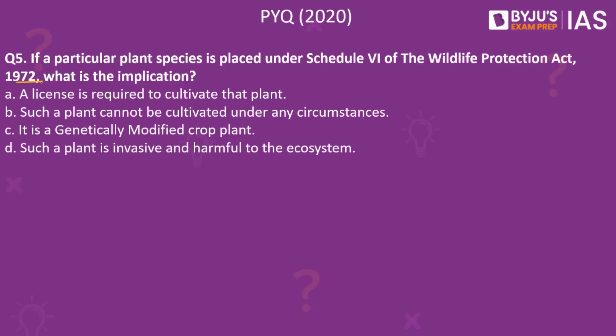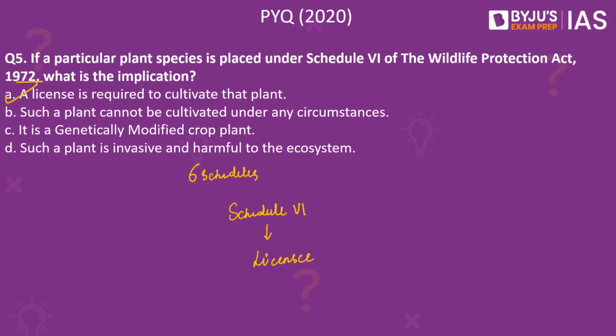Option A, a license is required to cultivate that plant. Option B, such a plant cannot be cultivated under any circumstances. Option C, it is a genetically modified crop plant. Option D, such a plant is invasive and harmful to the ecosystem. See, Wildlife Protection Act 1972 has 6 schedules. And if a particular plant species is placed under Schedule 6 of the Act, it cannot be cultivated by anybody except for those with a license granted by the Chief Wildlife Warden. So, a license is required to cultivate that plant. Therefore, the right answer would be option A.